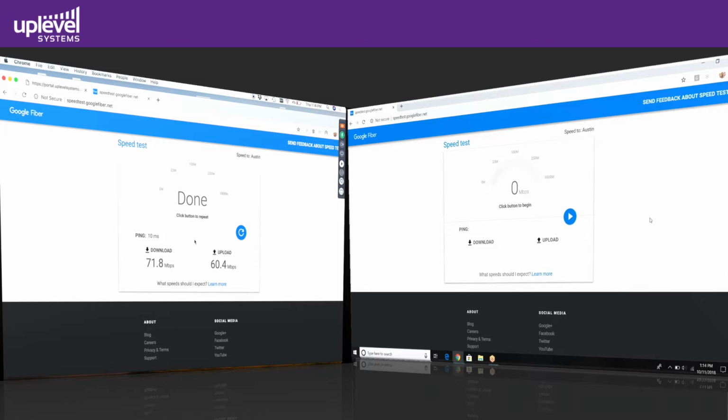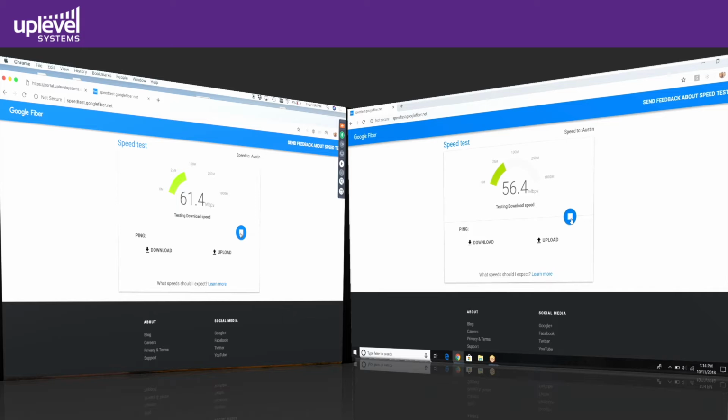So now what we're going to do is run a speed test on both of them at the exact same time. You'll notice those timestamps on those two computers do say the exact same thing. So what we're going to do is hit go on both of these computers at the exact same time and see what happens. So 1, 2, 3.